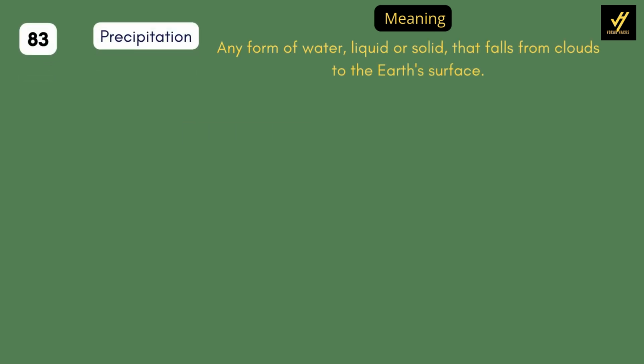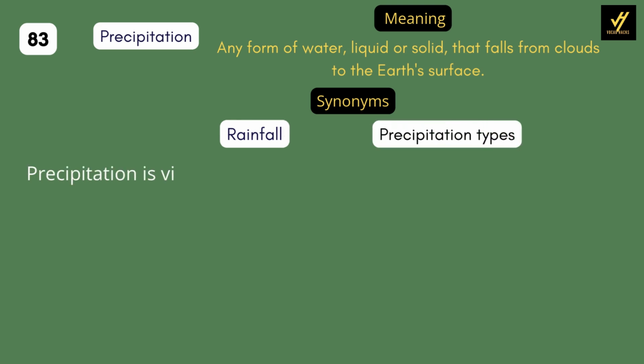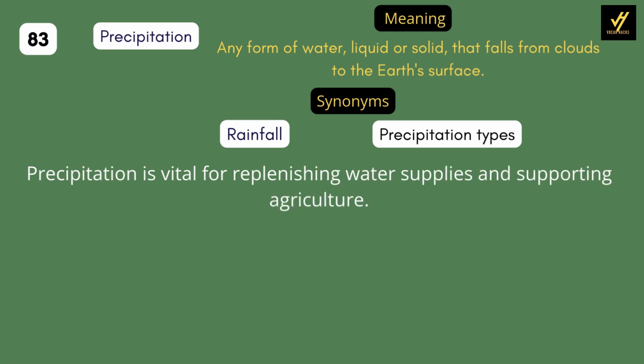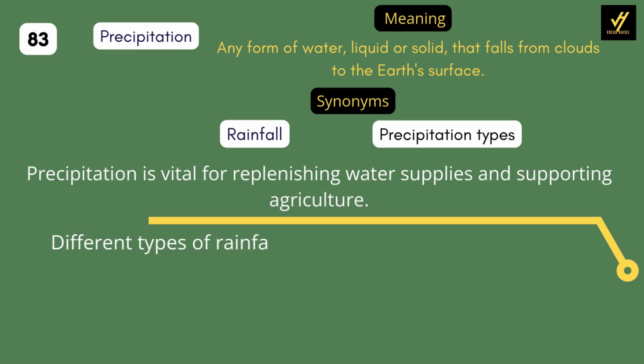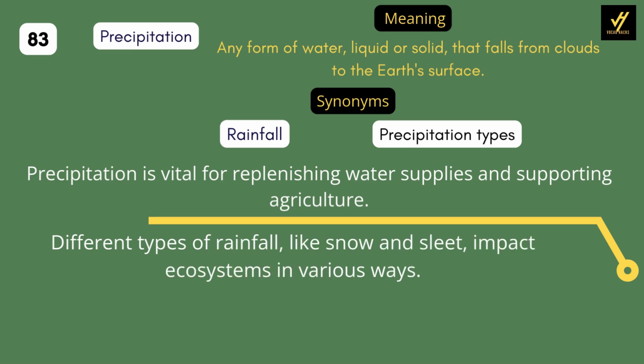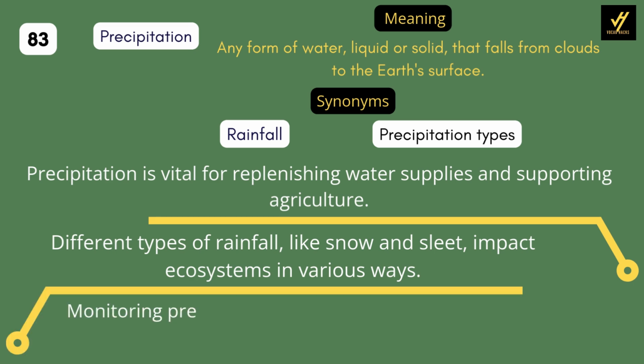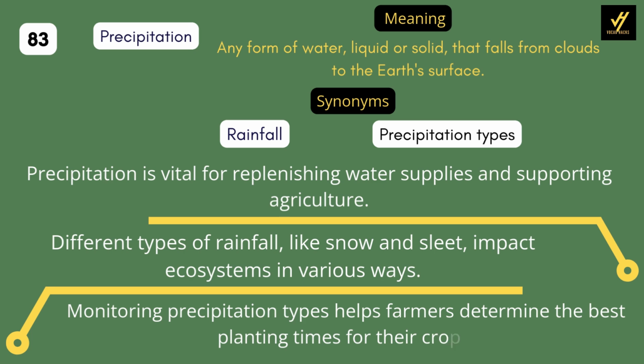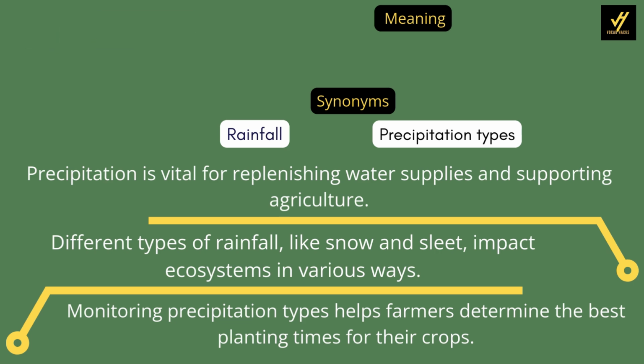Precipitation, any form of water, liquid or solid, that falls from clouds to the Earth's surface. Rainfall, precipitation types. Precipitation is vital for replenishing water supplies and supporting agriculture. Different types of rainfall, like snow and sleet, impact ecosystems in various ways. Monitoring precipitation types helps farmers determine the best planting times for their crops.